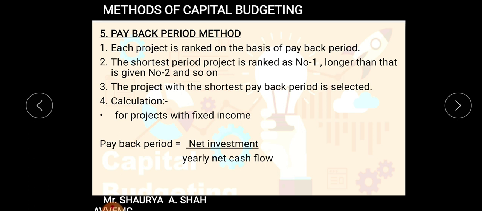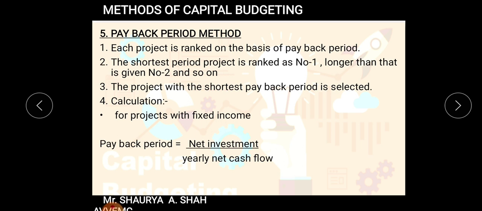Fine. Now the project with the shortest payback period is selected. So definitely, if I am investing the money, I will invest in that project which gives me the earliest return out of it, right? So that is my payback period. How is it calculated, dear students? For projects with fixed income.